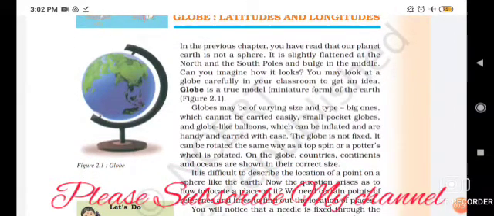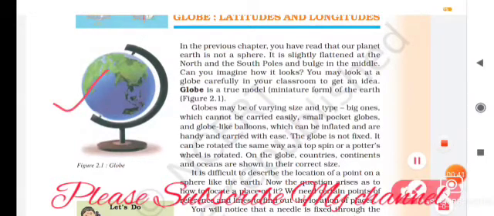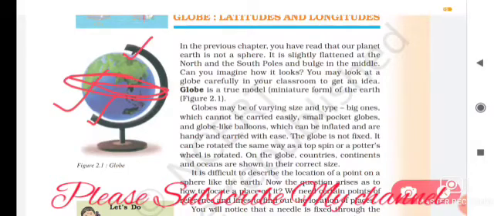The shape of the earth. If you see this picture, you can see that it is flattened at the poles, that is North Pole and South Pole. The middle part is bulged in shape and both poles are flattened. And a globe is the true model, or the miniature form, of the earth.